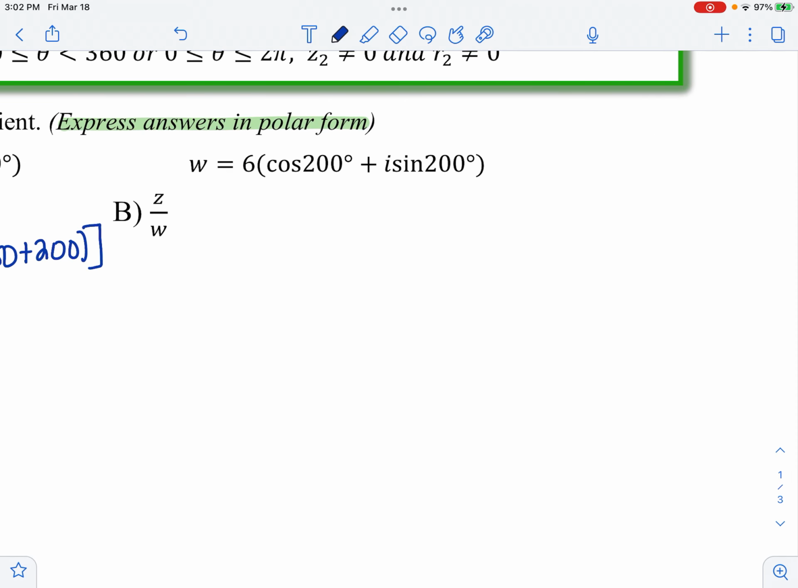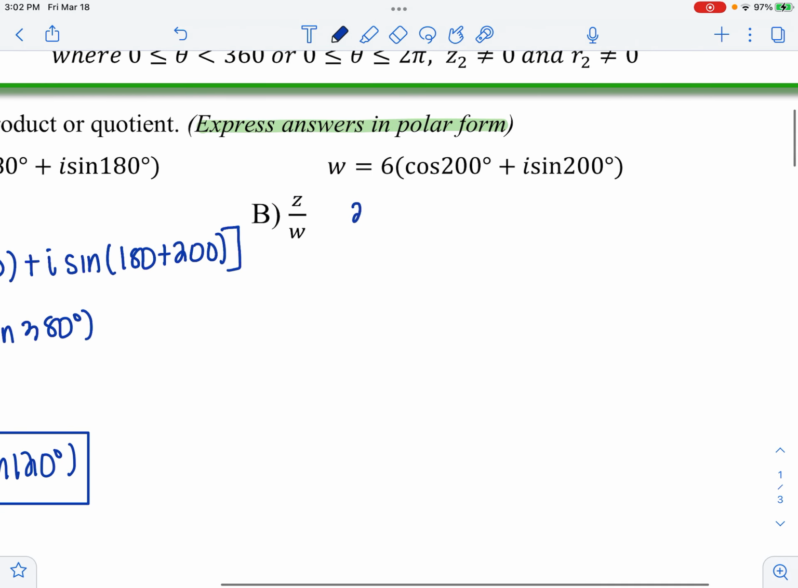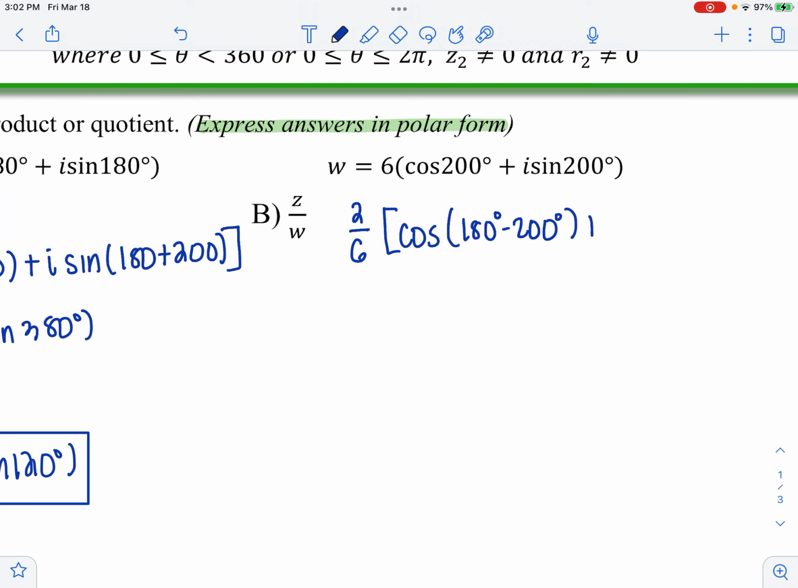All right, now I'm going to do z divided by w, so the first polar number divided by the second number. So you're going to divide the first polar number's r value by the second polar number's r value. Cosine of the first polar number's theta, which is 180, minus the second polar number's angle, which is 200, plus i sine of, the same thing.